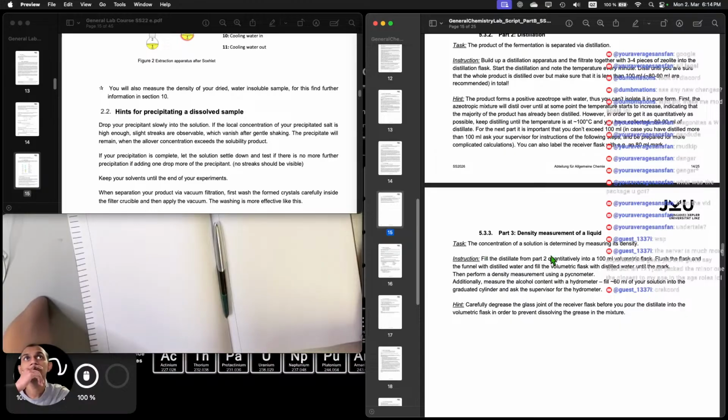The concentration of the solution is determined by measuring its density. Fill the distillate from part 2 quantitatively into a 100 milliliter volumetric flask. Flush the flask and the funnel with distilled water and fill the volumetric flask with distilled water until the mark. Then perform a density measurement using a pycnometer. Additionally, measure the alcohol content with the hydrometer. Fill 60 milliliters of your solution into a graduated cylinder. Ask the supervisor for the hydrometer.